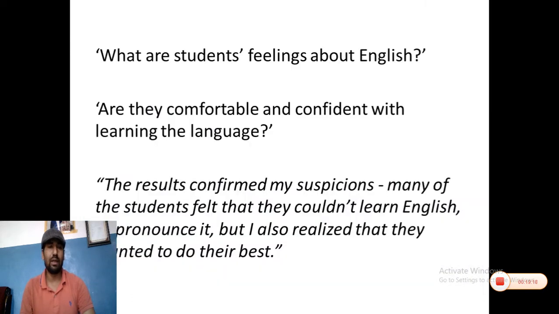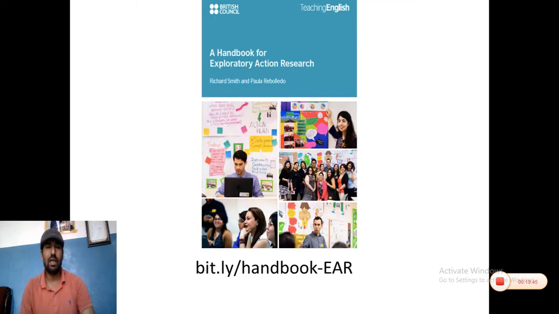So on the basis of that, we can come to the conclusion. What are the students' feelings about English? Are they comfortable and confident with learning the language? The results confirmed my suspicions. Many of the students felt that they couldn't learn English or pronounce it, but I also realized that they wanted to do their best. They wanted to learn English, but they felt difficult. They could not learn English. So this is how you can do it.